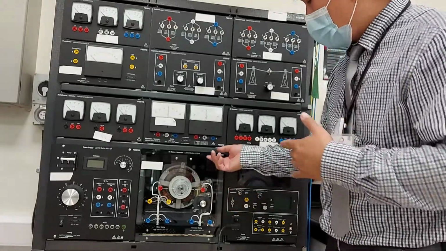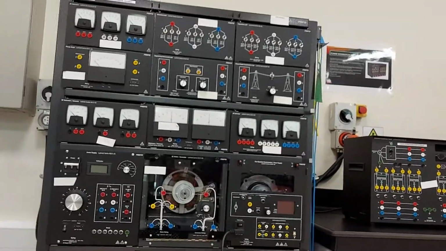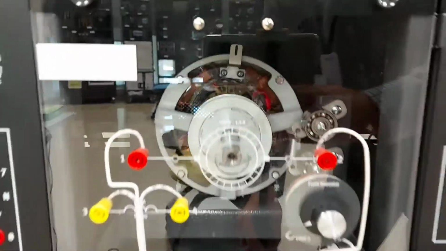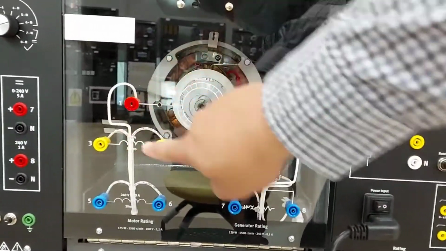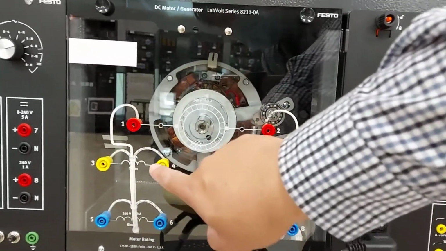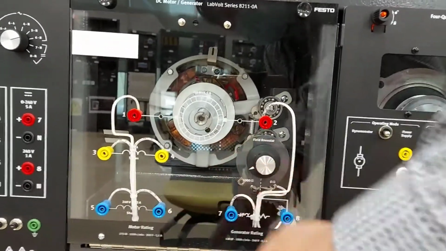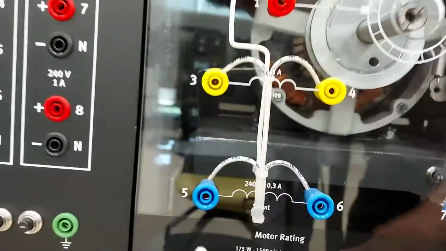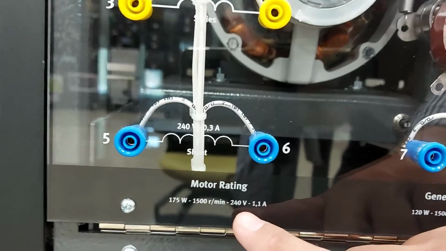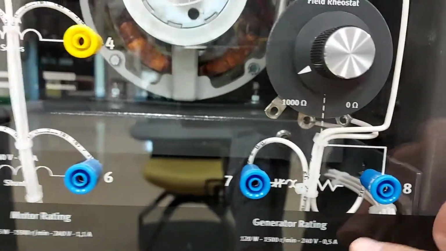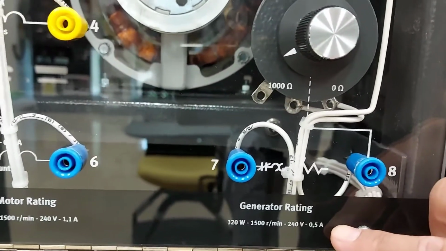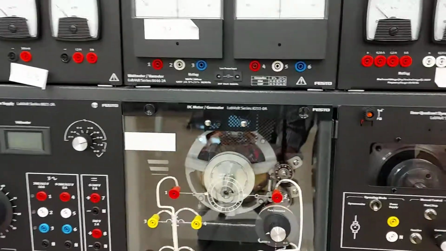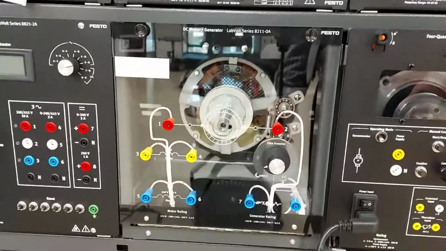Let's have a quick view of the DC motor generator. This is a DC motor generator, and these are the connections. We have two windings here, some series and shunt windings. We have the field rheostat here as well, and the motor rating is here. These are the motor ratings, and these are the generator ratings. So this DC machine can act as a generator and as a motor.